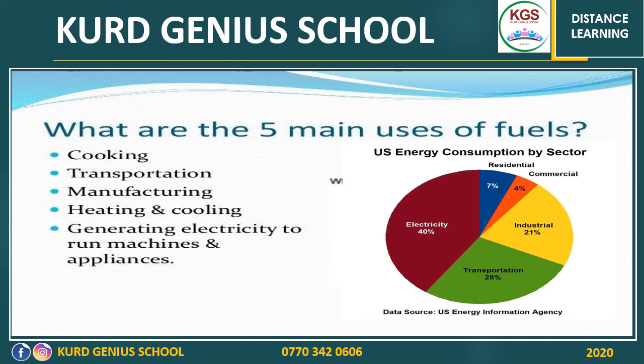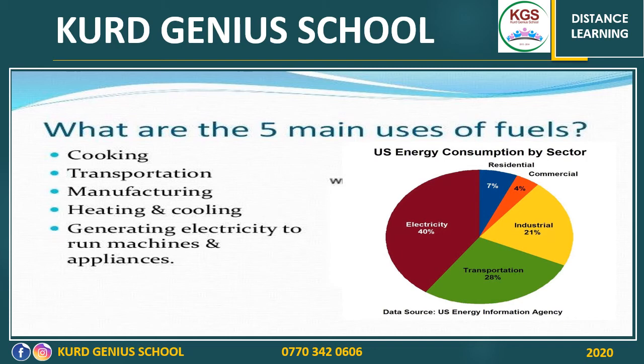So, what are the five main uses of fossil fuels? We are using them, as I mentioned, for cooking and for transportation. We are using them for manufacturing in companies and also in machines. And also we are using them for heating and cooling, and for generating electricity to run machines and appliances. And also we are using them for producing shoes, clothes, and for making plastics, chemicals, and fertilizers. And also some of them are used for producing medicines.